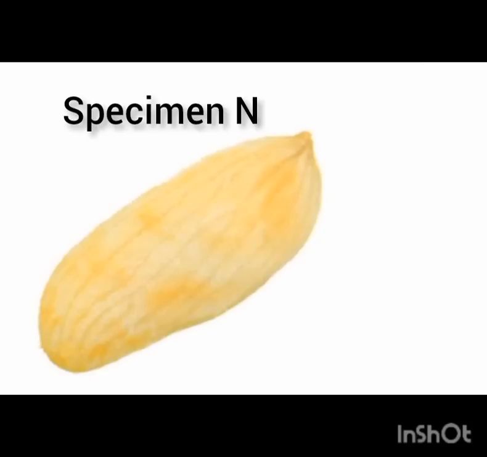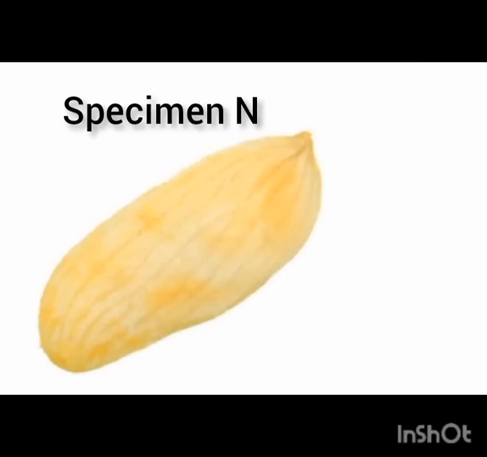Then we have the Magnoliopsida, which is the class. Then we have the order Sapindales. Then we have the family Anacardiaceae. Then we have the genus Mangifera, the species indica. So the biological name is Mangifera indica.